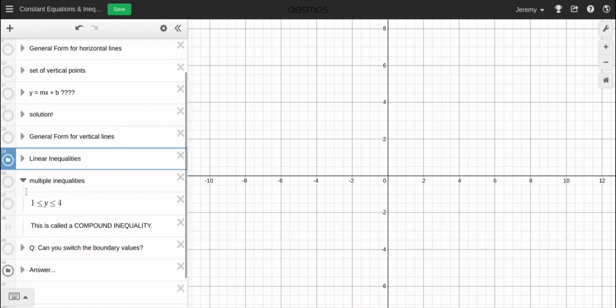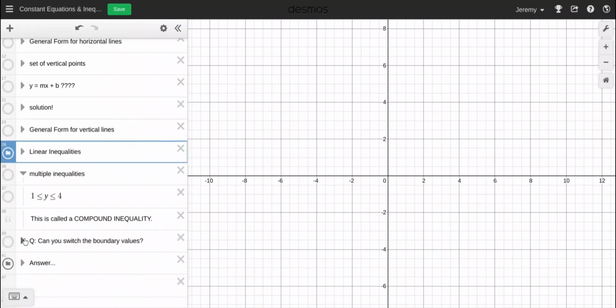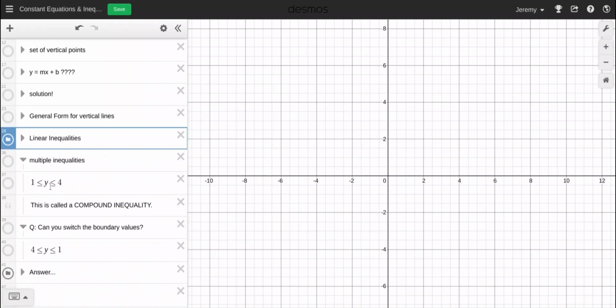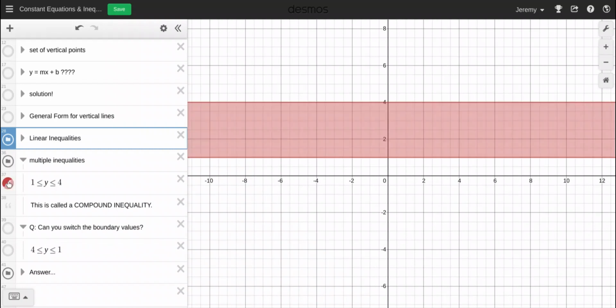All right, can you switch the boundary values? So for example, this says 1 is less than or equal to y, which is less than or equal to 4. Can you switch them and have 4 is less than or equal to y, which is less than or equal to 1? We know that this looks like that red strip. We wouldn't call that a half plane because it doesn't divide the plane in half. I don't know what you would call that. A horizontal strip. Horizontal, yeah.